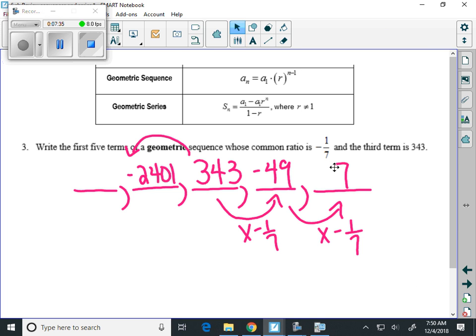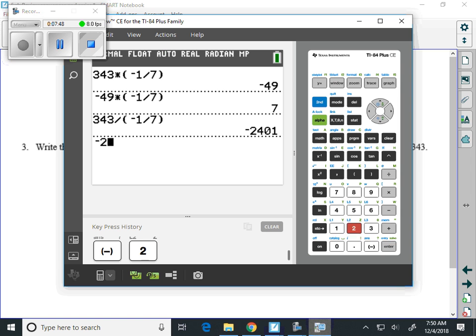And let's do that one more time. Divide by, let me write the division, that'll reinforce it when we're going this direction. We're going to take negative 2401 and divide by negative 1/7, and we get 16,807.